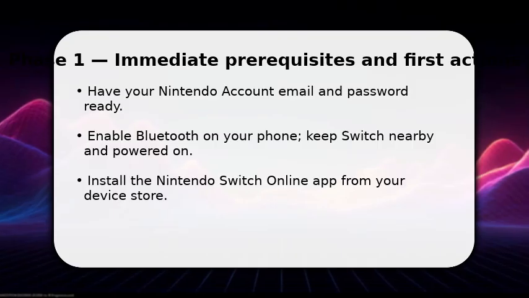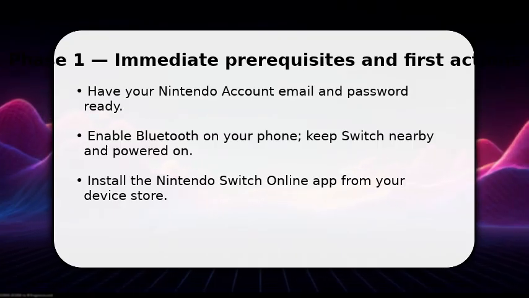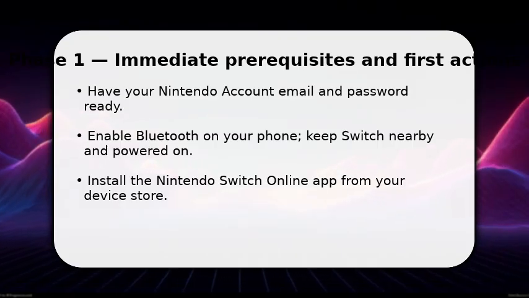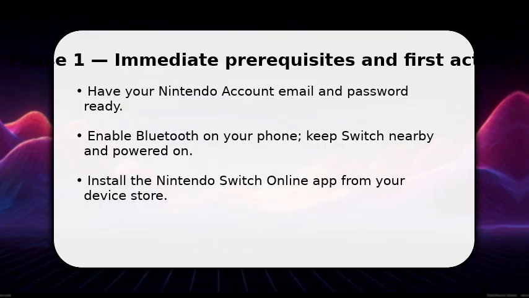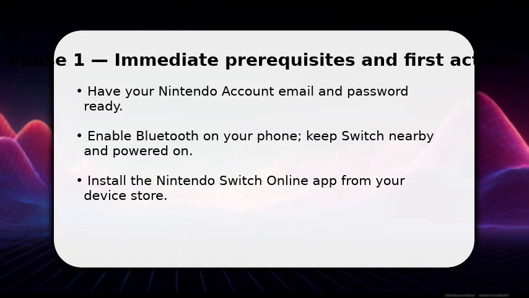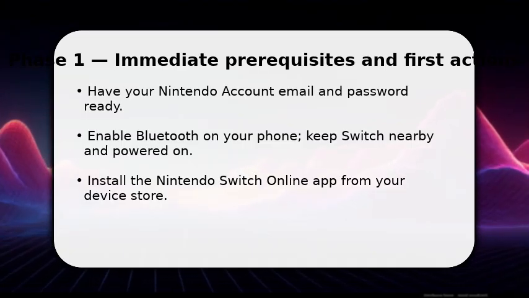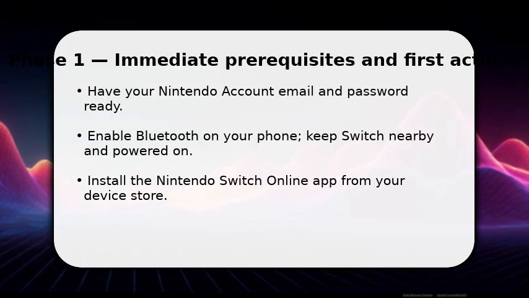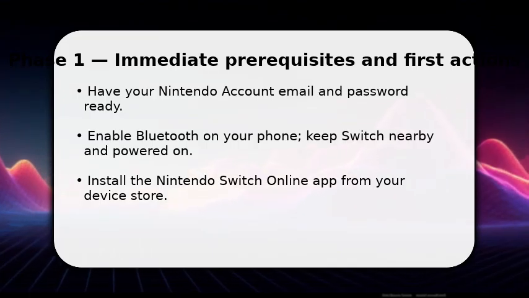You start by signing into the app. This links your Nintendo account to mobile services. Open Settings on your Switch, go to Users, and confirm your account is active. This is why your credentials matter. Once done, enable Bluetooth on the phone and keep the console nearby so pairing completes quickly.